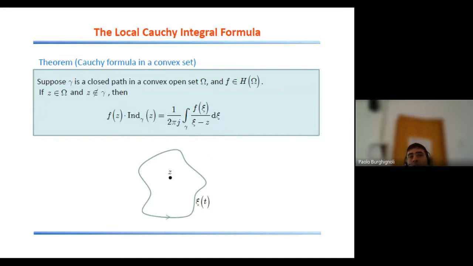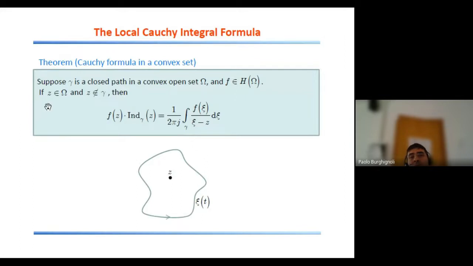What is the Cauchy integral formula? The Cauchy integral formula in a convex set is the following. Suppose gamma is a closed path, as you can see in the bottom slide as an example, which is described by some psi function of a parameter t, okay? And this curve is contained by assumption in some convex open set omega, so we are able to use the local version of the Cauchy theorem. And furthermore, the function f is analytic or holomorphic in omega.